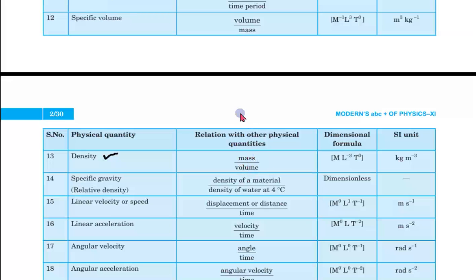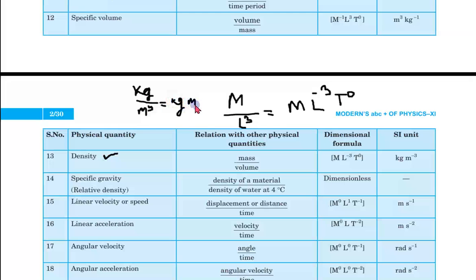So mass stands for M, then volume is L cube. That means M L cube. When one goes up, it will change the sign. I don't have T, so it will be 0. Then its unit is kg per meter cube, because mass is measured in kg and volume is measured in meter cube. So when L cube goes up, it will become -3.